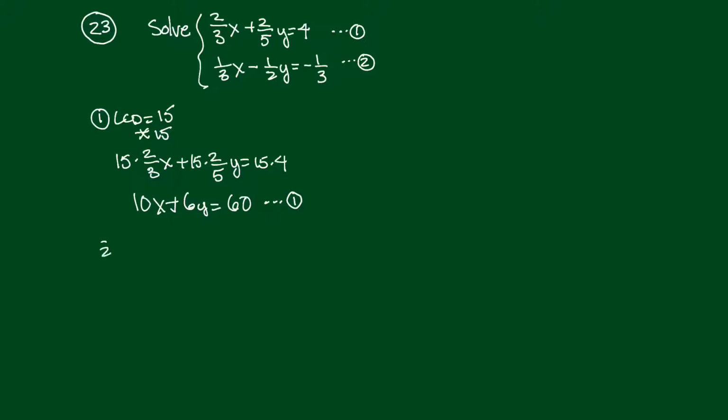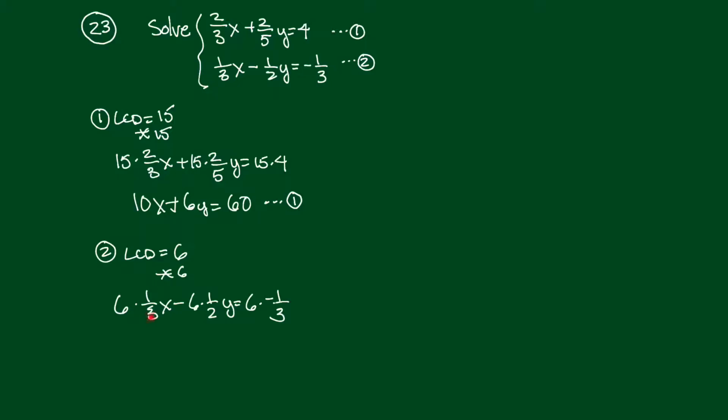Now, what about equation 2? The LCD here is 6, right? What is the smallest number that both 3 and 2 divide into? It's 6. So the plan is to multiply by 6. So multiply every one of those 3 terms by 6. 6 times 1/3 x minus 6 times 1/2 y equals 6 times negative 1/3.